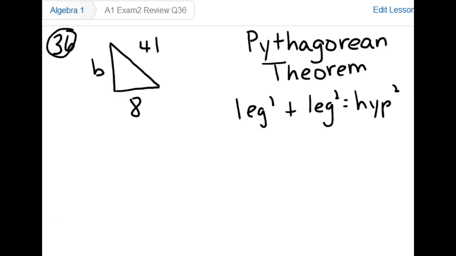Question 36. Find the value of b. If necessary, round to the nearest hundredth. Okay, to solve this triangle, to find the value of b, we're going to use the Pythagorean theorem, which says leg squared plus leg squared equals hypotenuse squared.